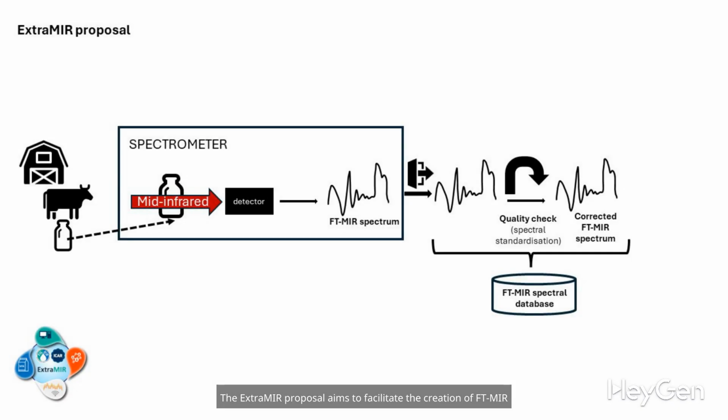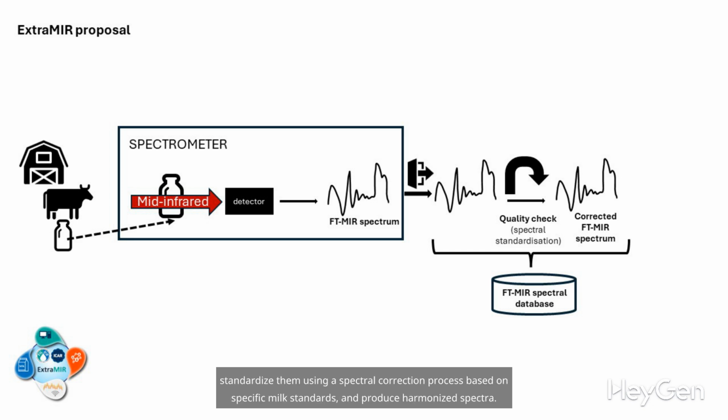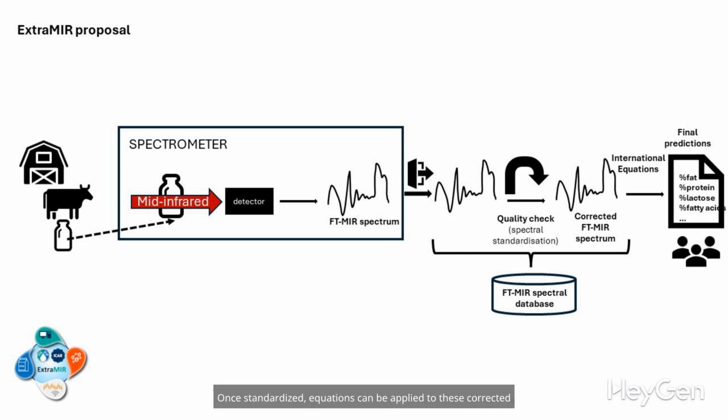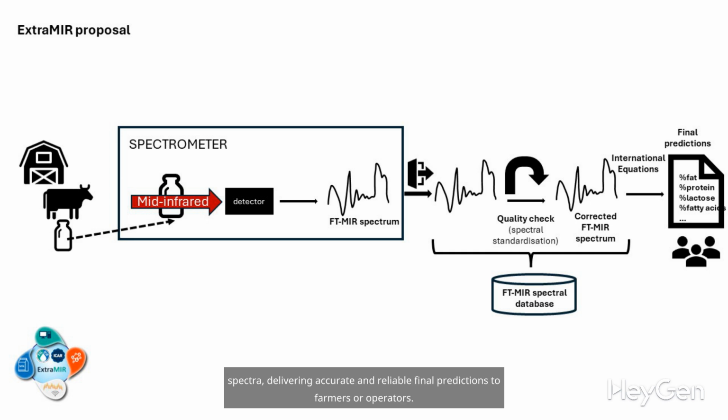The ExtraMIR proposal aims to facilitate the creation of FTMIR harmonized spectral databases by creating guidelines, empowering operators to evaluate the spectral robustness of their equations and to think outside the box. This initiative will support the milk testing laboratories to export FTMIR spectra from the analyzer, standardize them using a spectral correction process based on specific milk standards, and produce harmonized spectra. Once standardized, equations can be applied to these corrected spectra, delivering accurate and reliable final predictions to farmers or operators.